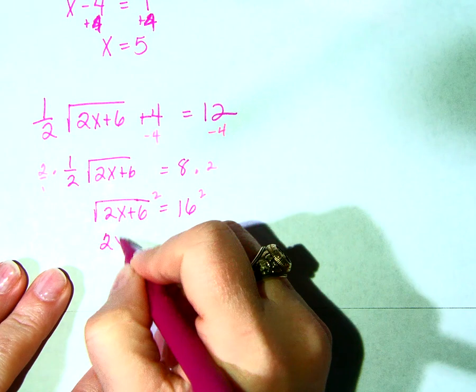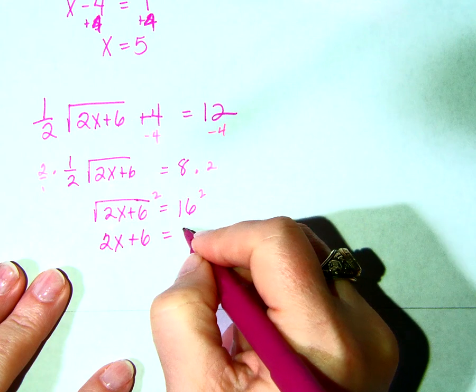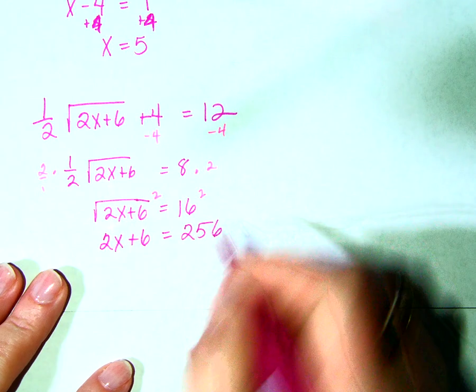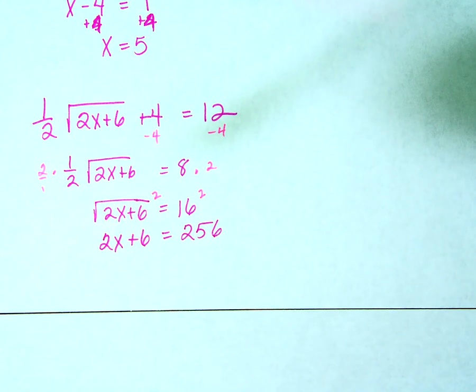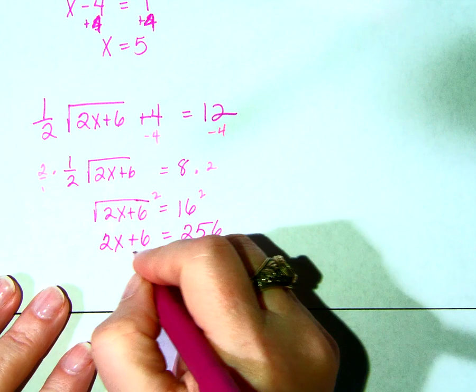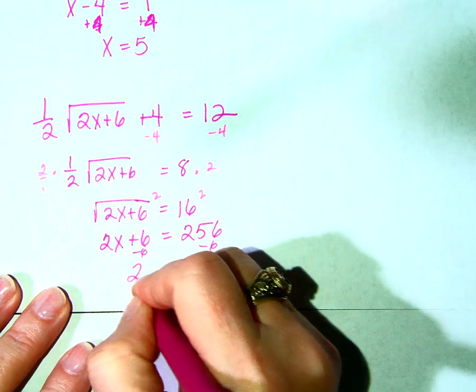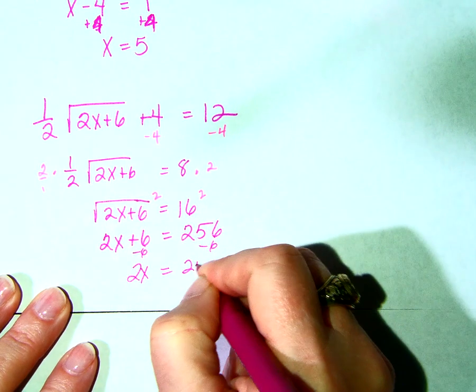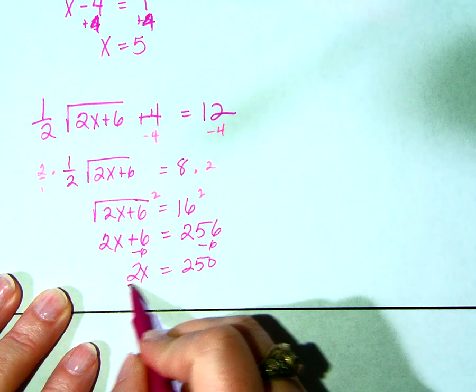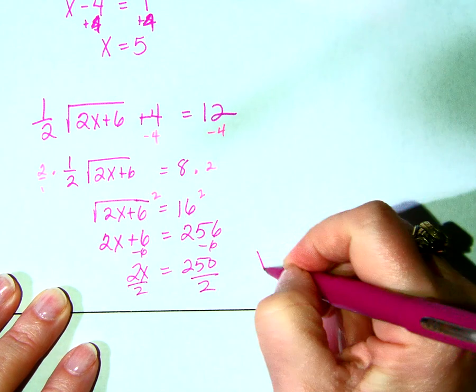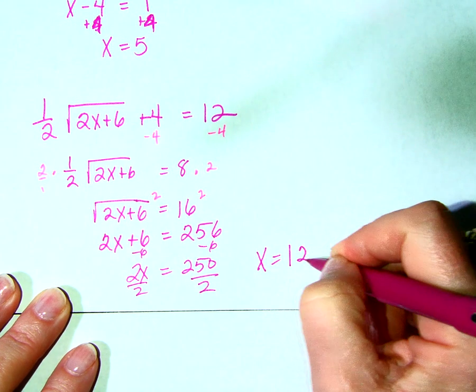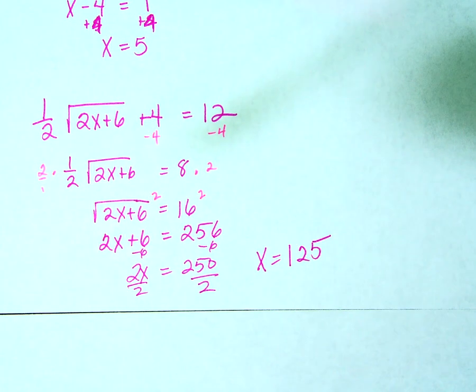So I have 2x plus 6 equals what? 256. And if you didn't know that off the top of your head, it would be very easy to let your calculator help you. Yes? Subtract 6 from both sides. 2x equals 250. Dividing both sides by 2, x equals 125. Is it right?